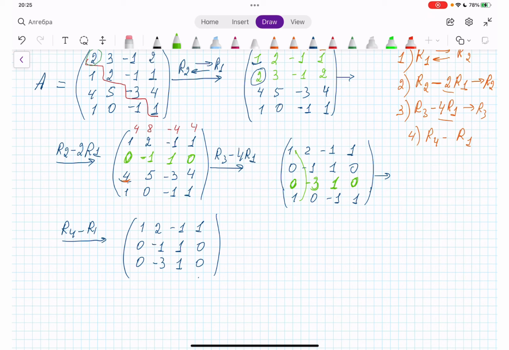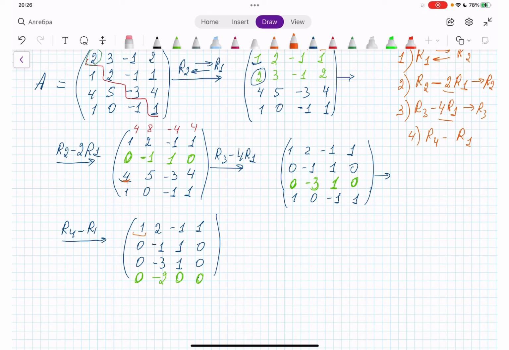So this 1 minus this 1, right? It's going to be 0. This 0 minus 2, it's going to be negative 2. Next, negative 1 minus negative 1, it's going to be 0, because negative 1 minus negative 1 is negative 1 plus 1. And lastly, 1 minus 1, and we are getting 0. As you can see, I got all 0 under the leading coefficient, leading number 1.